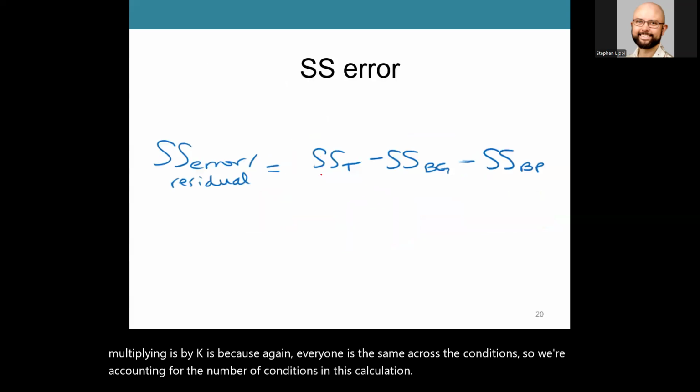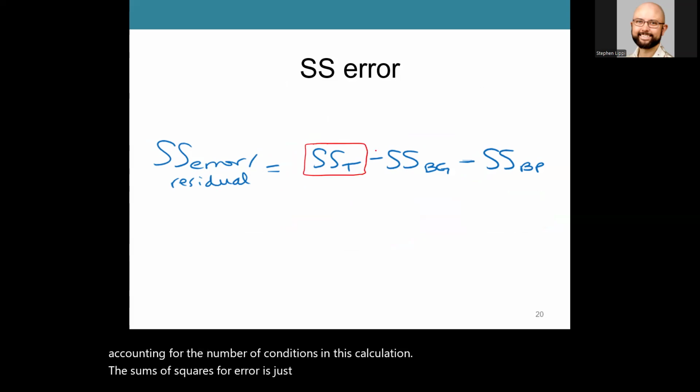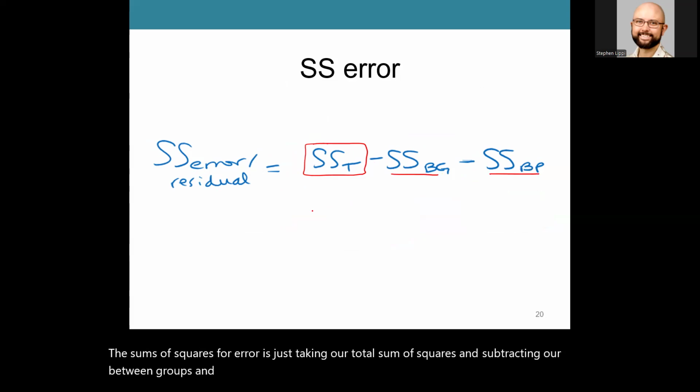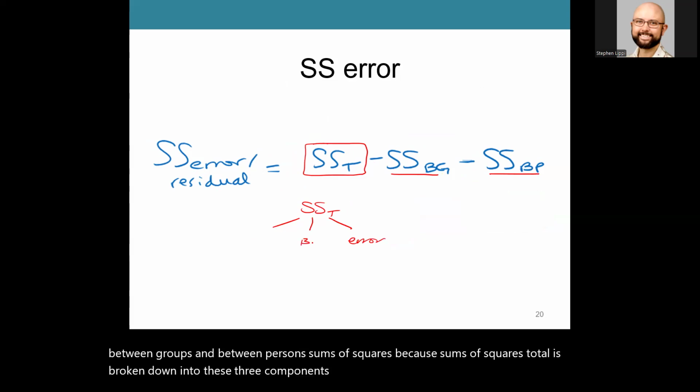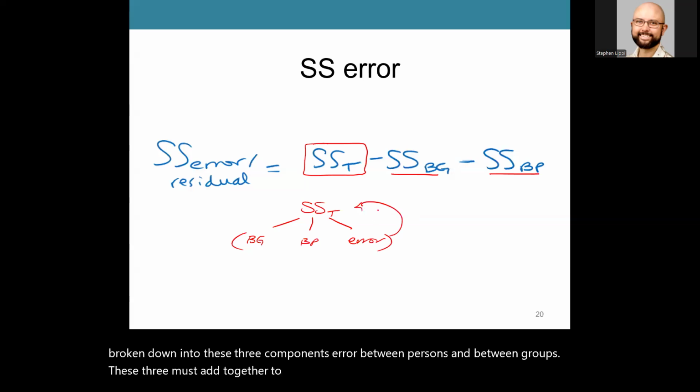The sums of squares for error is just taking our total sum of squares and subtracting our between groups and between person sums of squares, because sums of squares total is broken down into these 3 components: error, between persons, and between groups. These 3 must add together to give you the total.